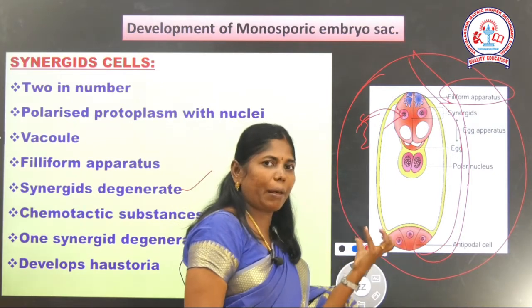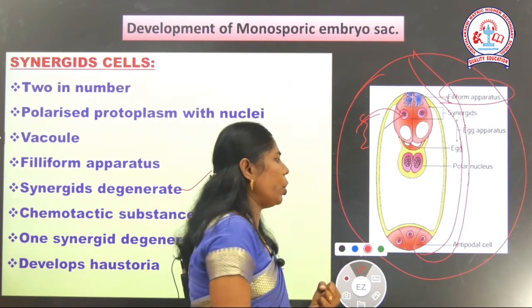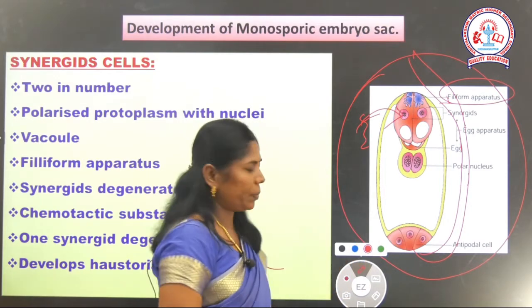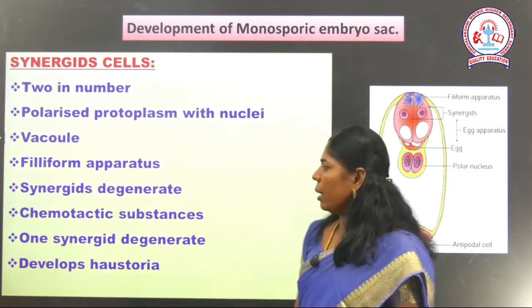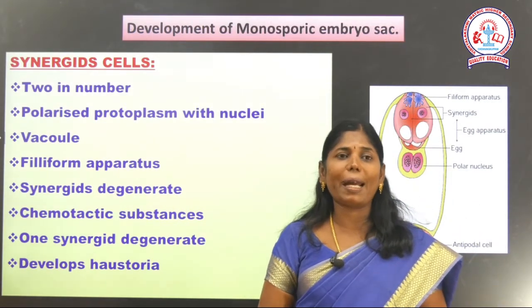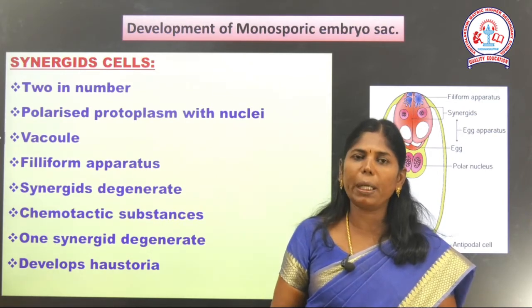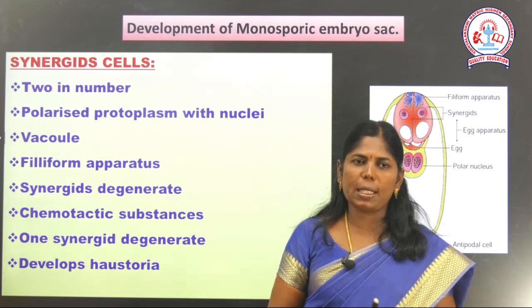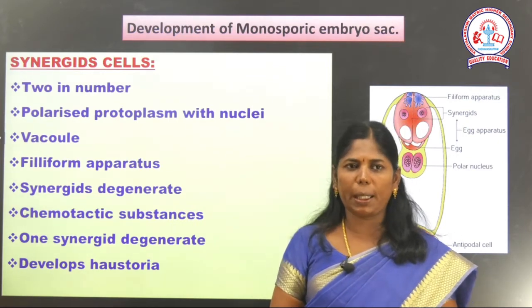The substance attracts it and brings it inside. Then the filiform apparatus guides the pollen tube to enter the embryo sac. In some species, the synergids degenerate and develop into haustoria. Haustoria means sucking the food material from the host. It is a special type of root.